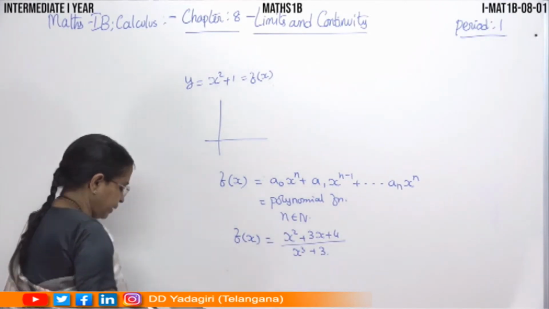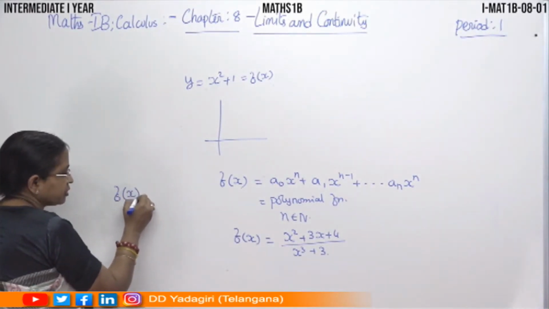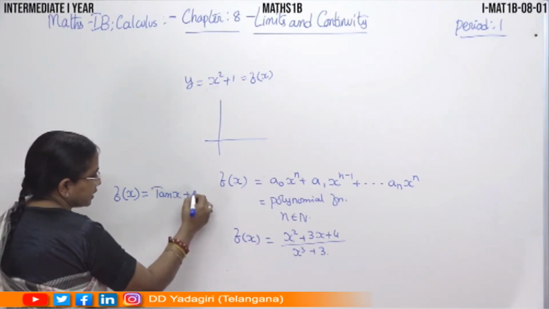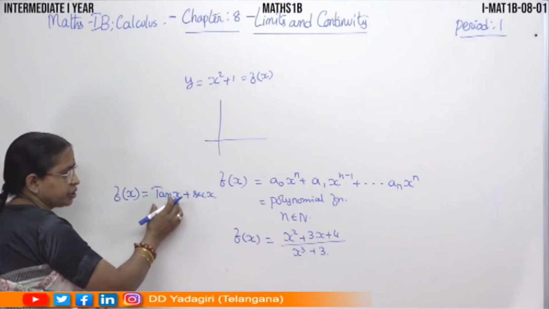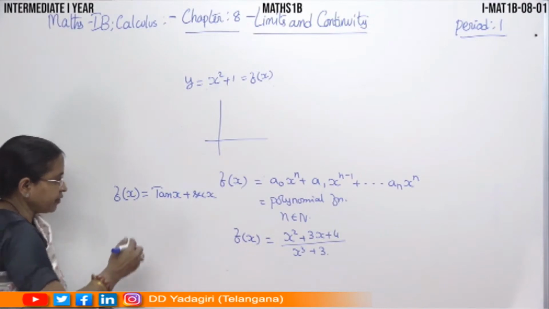That is the algebraic function. Next, you have trigonometric function. Suppose I have some tan x plus secant x like this. This is a function containing trigonometric ratios, trigonometric functions. That is called as a trigonometric function.